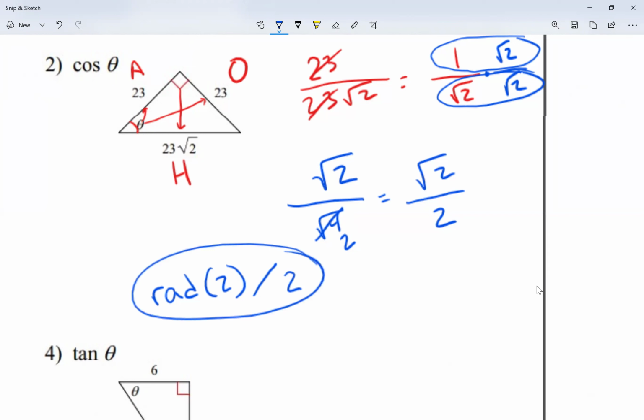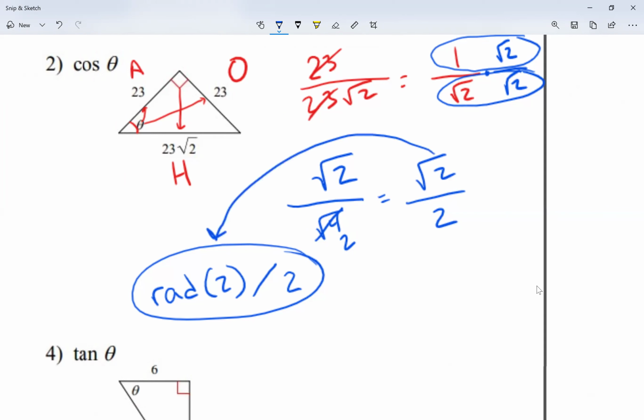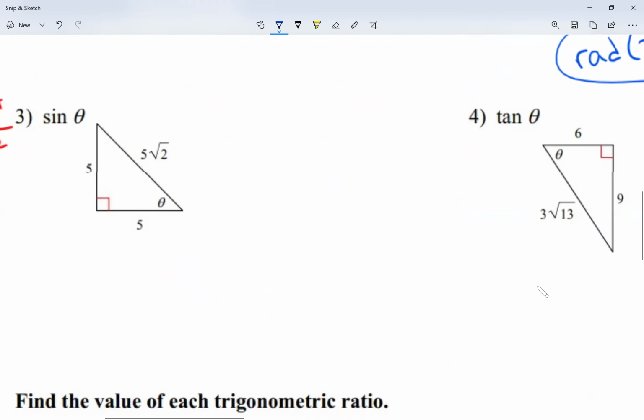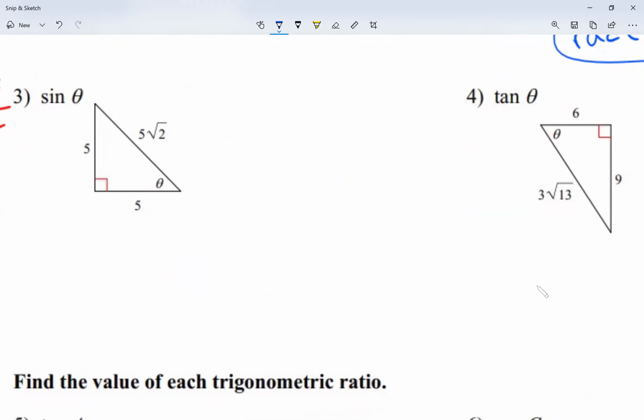Radical 2 over 2. Again, my radical 2, you see it before the backslash. My 2, do you see it after the backslash? So some of your answers will be fractions. I called them ratios at the beginning, and I said ratio basically means fraction.